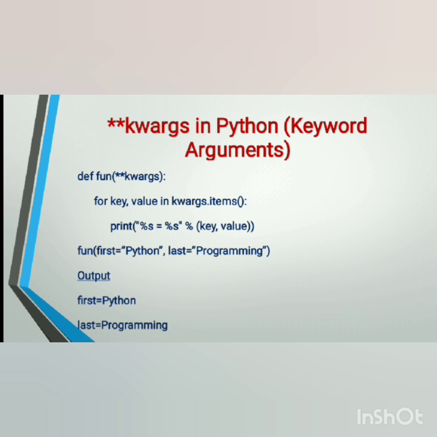So what will be the output? first equal to Python. This is your first parameter along with the keyword. Second one is last equal to programming. This is your second parameter value along with the keyword. So this is an example for keyword arguments. So we have seen 4 types of arguments.